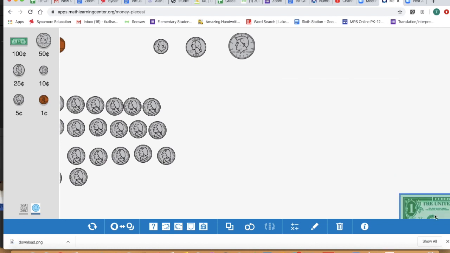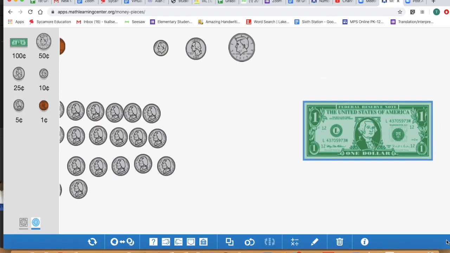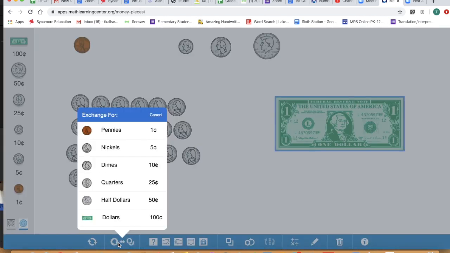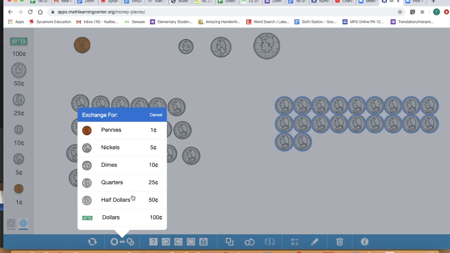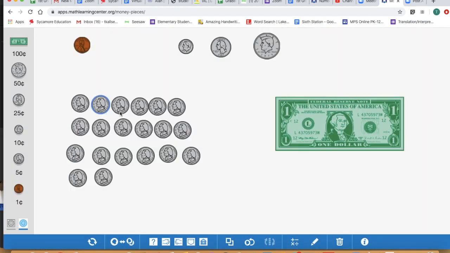If I have my dollar over here and I want to convert it to nickels, how many do I think I have to have? 20. So let's count them. 1, 2, 3, 4, 5, 6, 7, 8, 9, 10, 11, 12, 13, 14, 15, 16, 17, 18, 19, 20. So I have 20 nickels. That gets me $1. So that's a nickel. It's worth 5 cents.